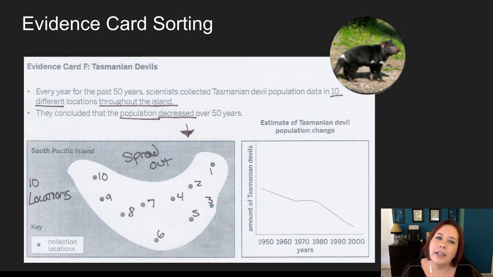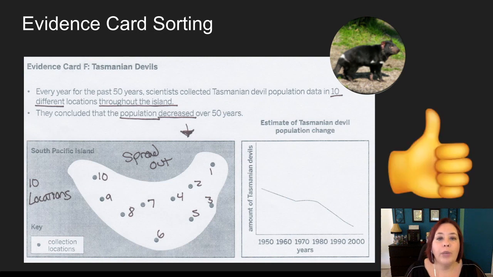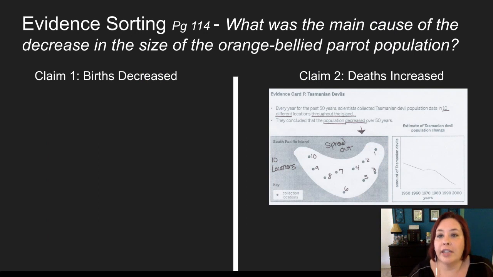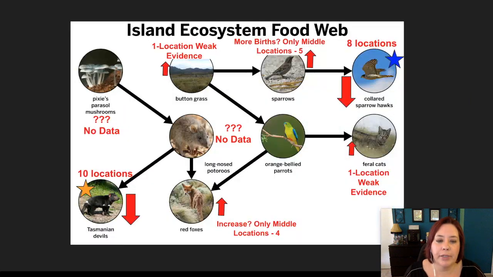Okay, our next evidence card. Let's look at evidence card F, the Tasmanian devils. Again, the scientists concluded that the population decreased over 50 years, and they took the data from 10 locations. Remember, on our food web we had a big star on this one because we said this was a really good piece of evidence. We are going to put this under claim number 2, that deaths increased. So we're going to say that a decrease in the Tasmanian devil population caused the deaths to increase in the orange-bellied parrot population. Let's take a look at our food web and answer the question why or how that happened.